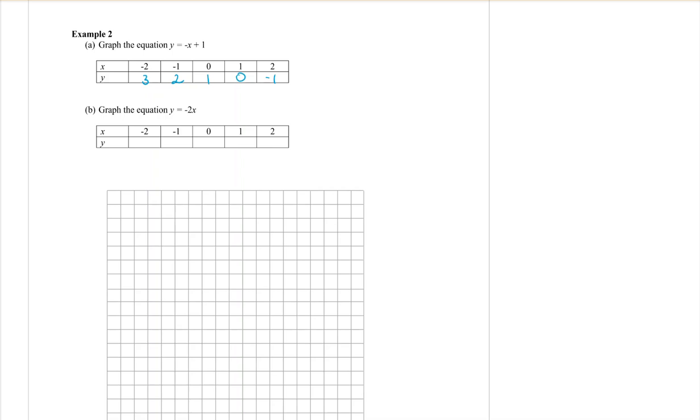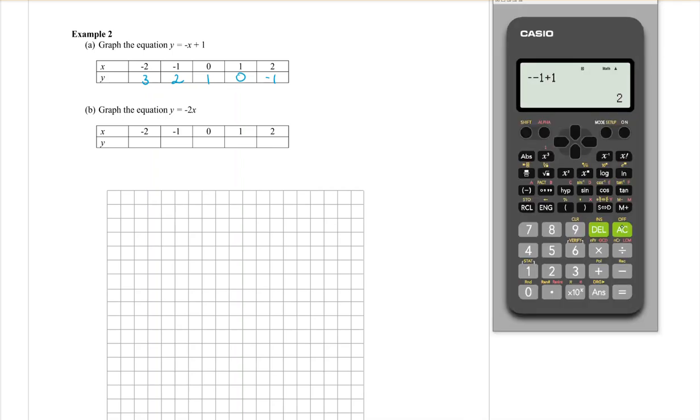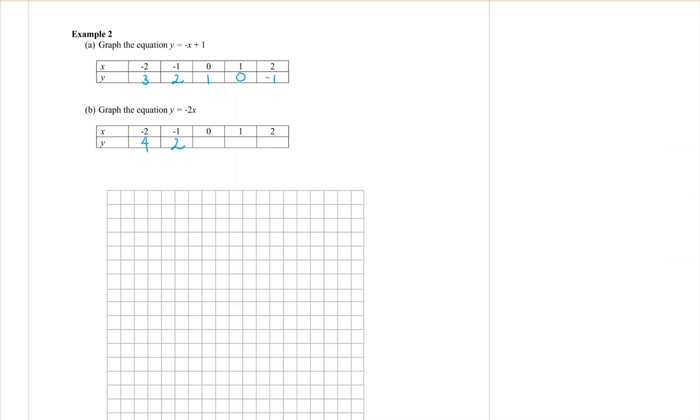The next equation is y equals minus 2x. So that means we want to times minus 2 by our x value, which is also minus 2. That will make a positive 4. Change the minus 2. We now want to times by minus 1, which makes a positive 2. Then continuing, we would get 0, minus 2, and minus 4.